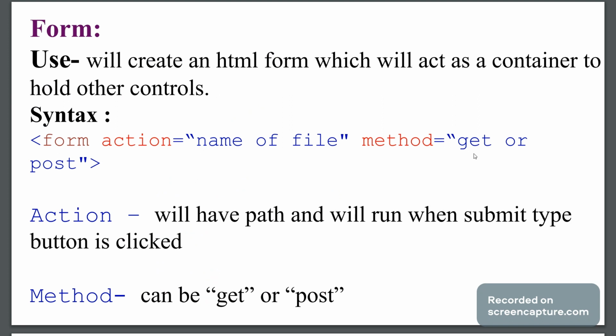These methods, get or post, are used for transmission of data. So we are transmitting data from the HTML file to the file which is mentioned in the action attribute. Or you can say we are transmitting data from front end to the back end. So get or post are methods of transmission of data.